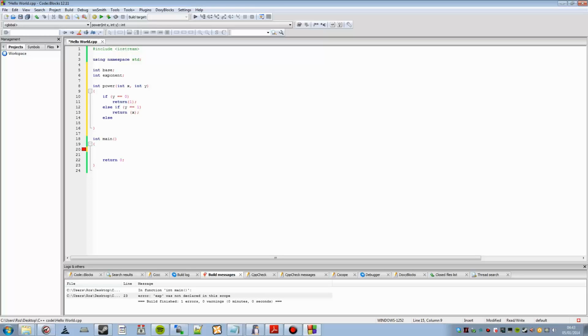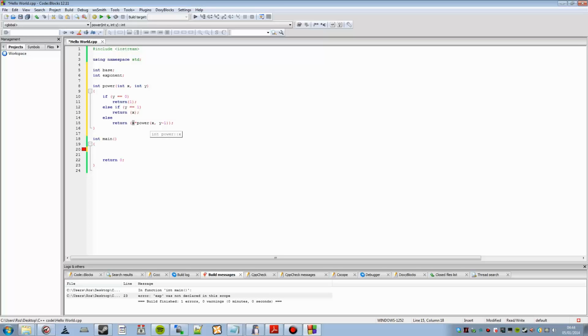And here is where the recursion happens. We return x times power of x and y minus 1. Now what this does is it has x, which is the base, times the power of itself to the power of the exponent minus 1.